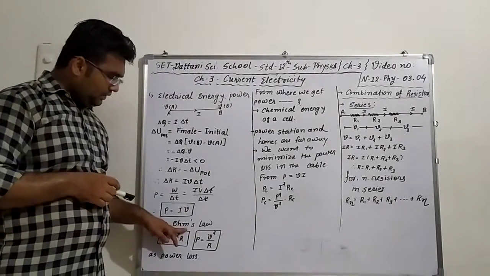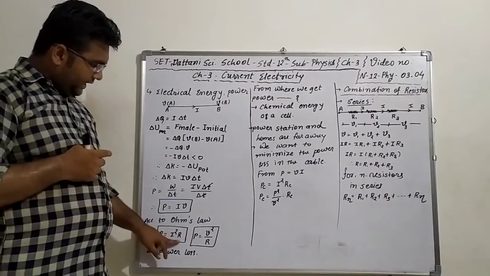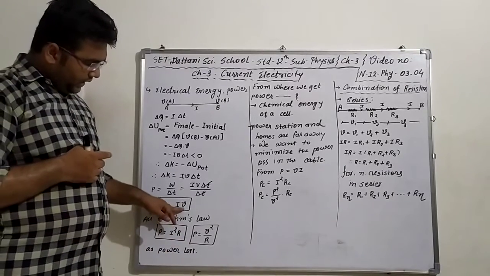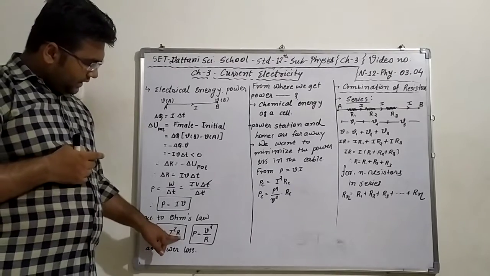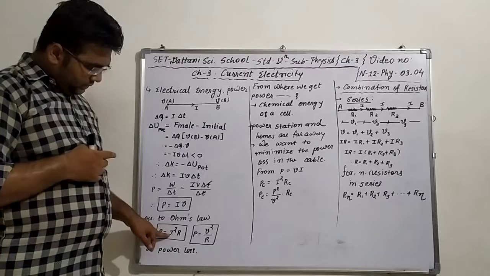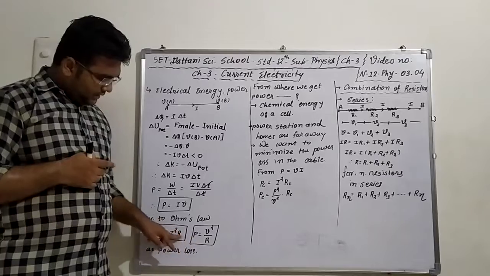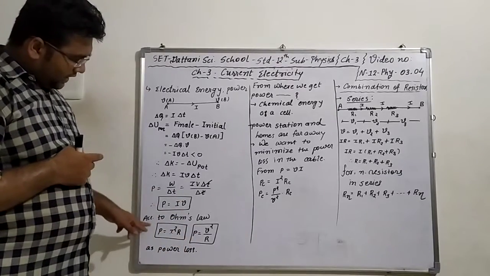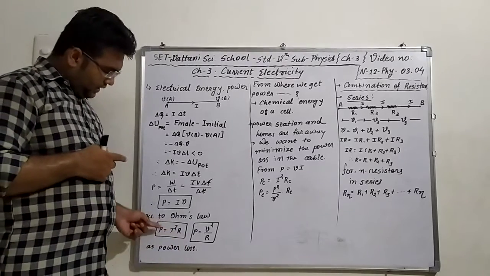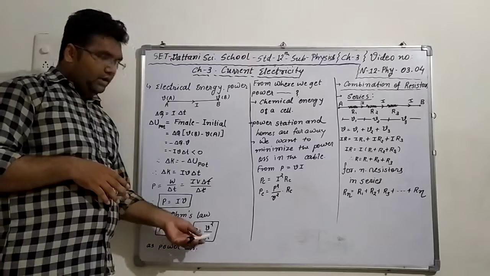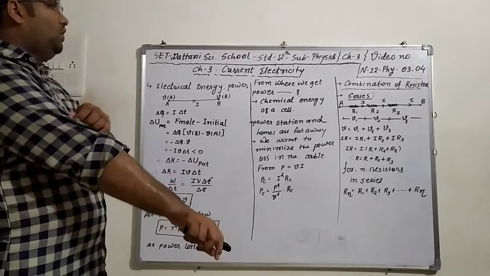According to Ohm's law we also have the formula P equals I square R. If we put V equal to IR, we get P equals I square R. And if we put I equal to V upon R, we get P equals V square upon R. These are all three formulas of power. These two formulas, P equals I square R and P equals V square upon R, are called power laws.